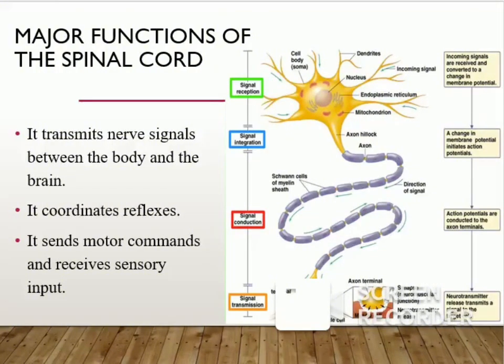The spinal cord serves three major roles. Firstly, it acts as a highway for signals traveling between the brain and the rest of the body. Secondly, it controls reflexes through spinal reflex arcs. And finally, it plays a part in both receiving sensory input and sending out motor commands.